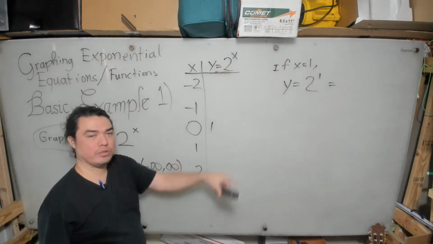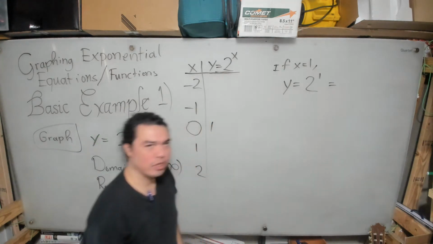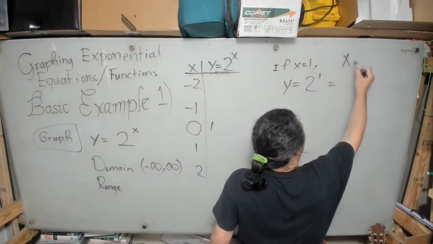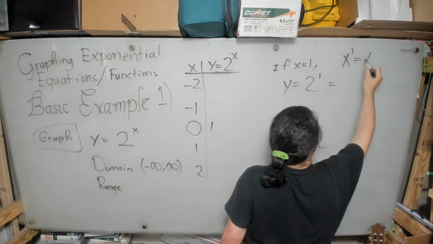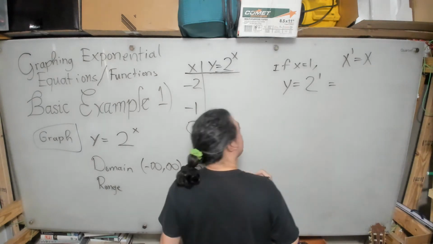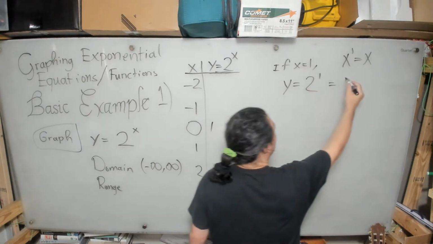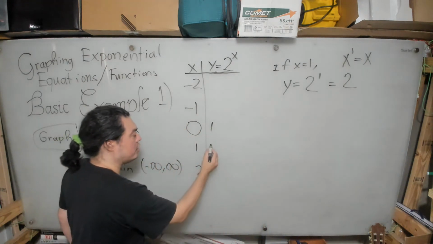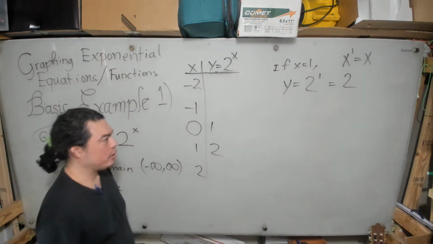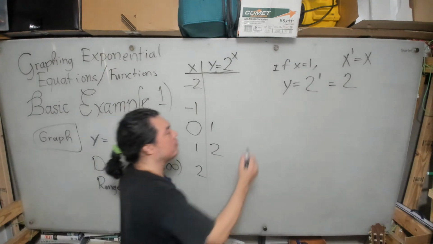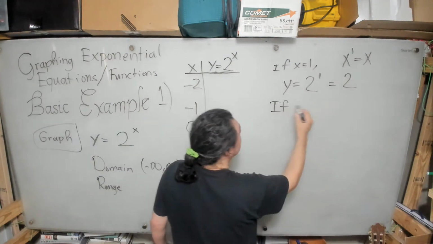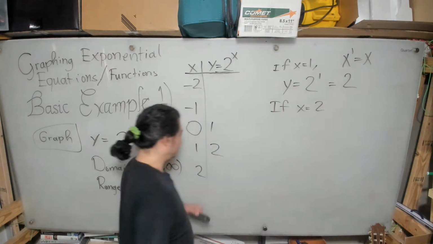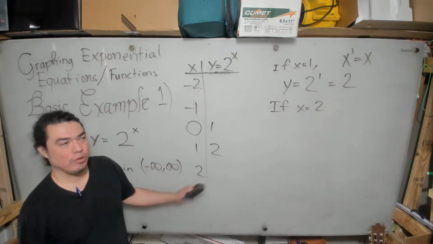Now, what is 2 raised to the 1 power? Well, we know that if x is not 0, then x to the 1 power is nothing but x. And so in this particular case, 2 to the 1 power is just 2. So I know that this value is 2. It's very interesting, right? What if x is equal to 2? I know that's the next x value in my table.